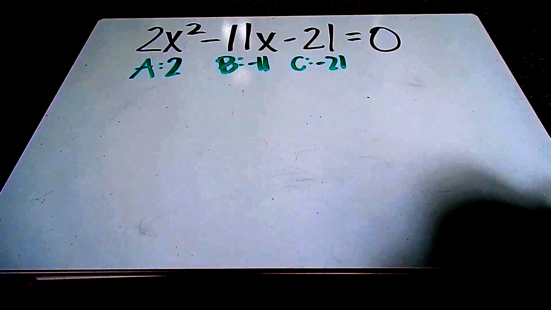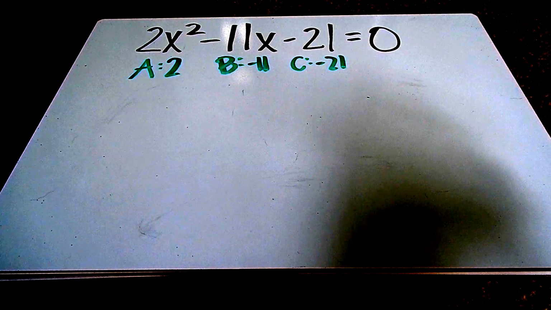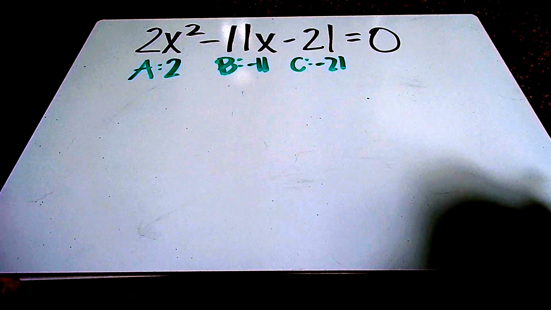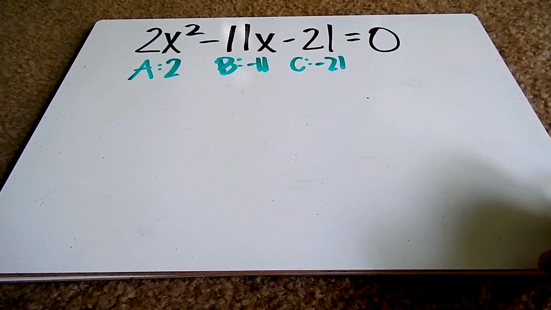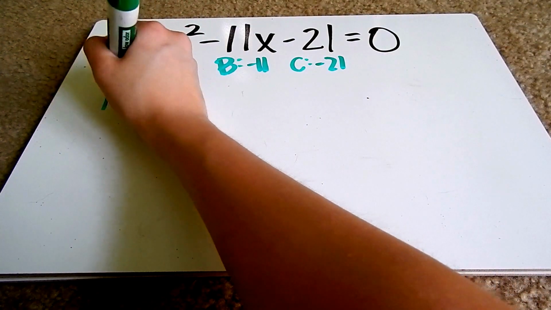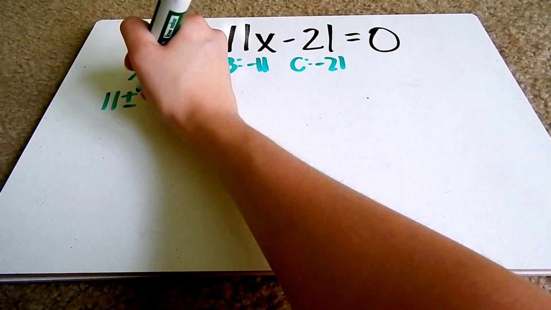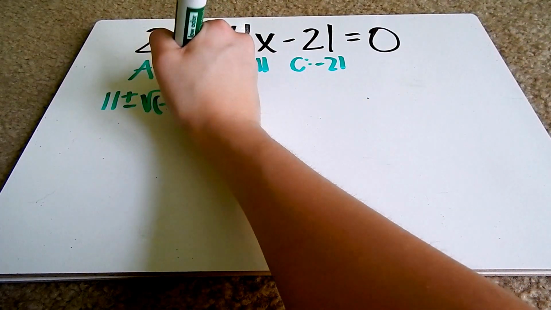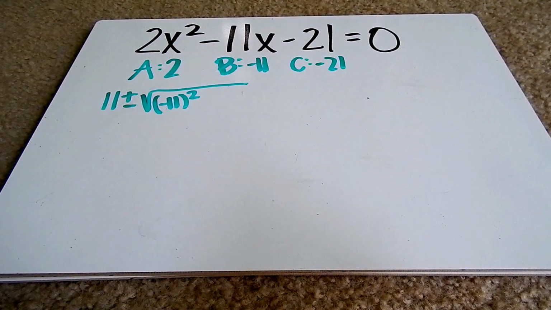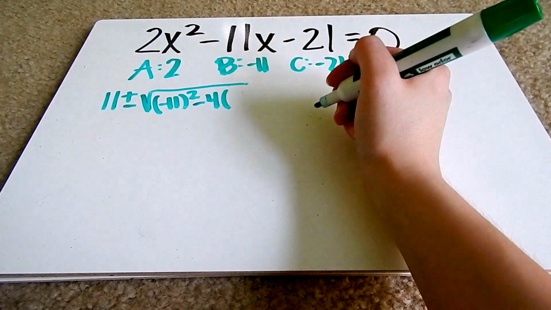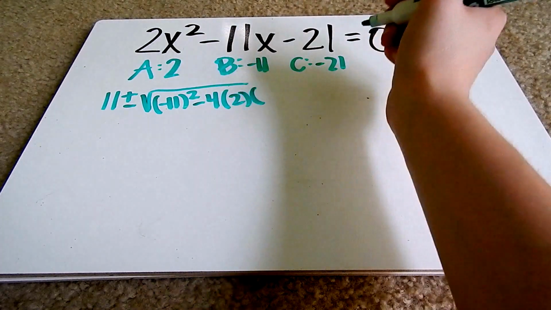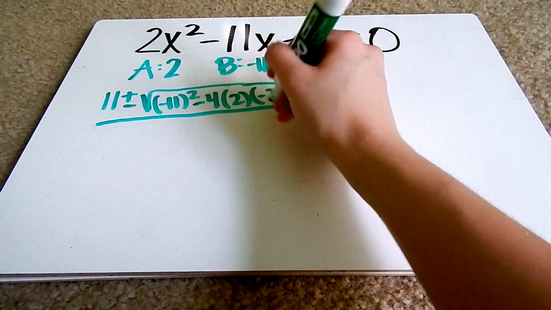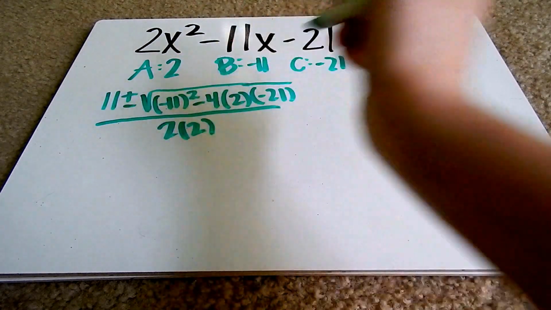Now that we have our a, b, and c values listed, all we need to do is plug them into the quadratic formula. If you remember, the quadratic formula is opposite of b. Opposite of b here would be +11, plus or minus the square root of b squared, so -11 squared, minus 4 times a, which is 2, times c, which is -21. All of that is divided by 2 times a, which is 2.